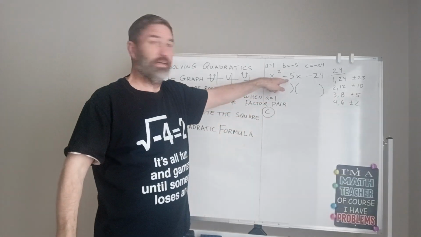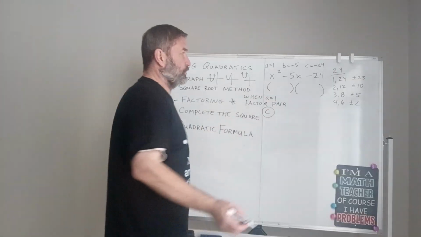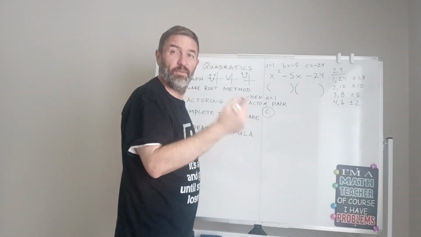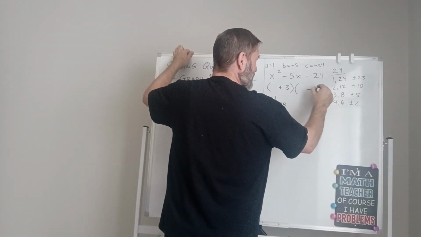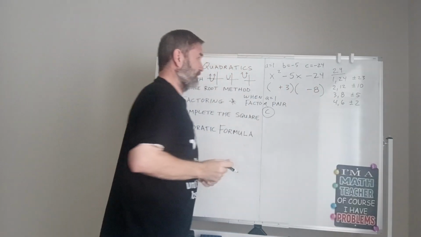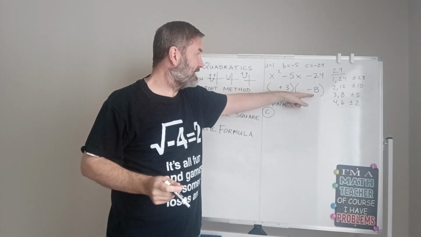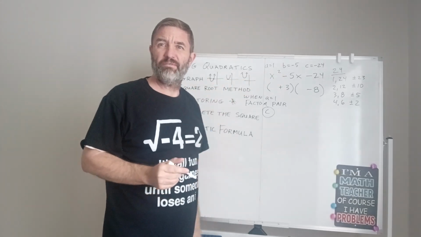We need a -5. Okay, now what do we do? -5, it's not 8 minus 3, it's 3 minus 8. So we want a plus 3 and we want a minus 8. You'll notice that positive 3 times -8, there's your -24. And when we add these, -8 plus 3 is your -5. That's what we're doing when we factor.